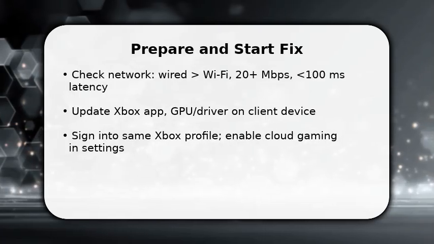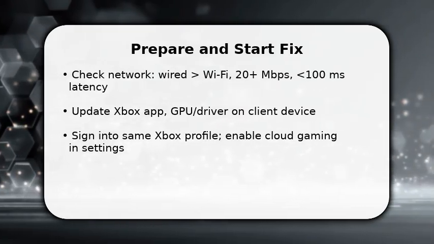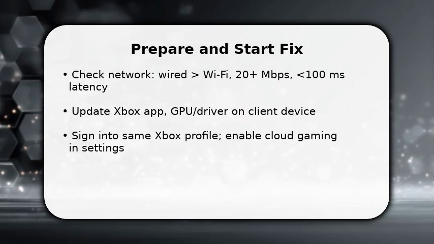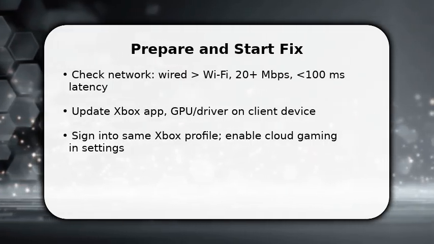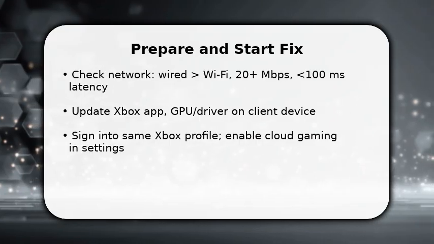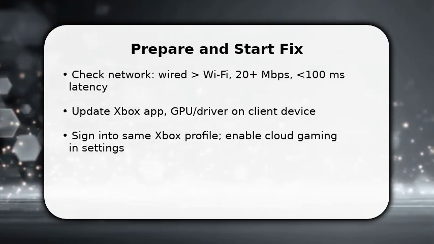You begin by confirming prerequisites and taking immediate action. First, connect via wired Ethernet when possible, because stable bandwidth and low latency matter. Once done, update the Xbox app and your client GPU drivers so encoding/decoding mismatches are avoided.